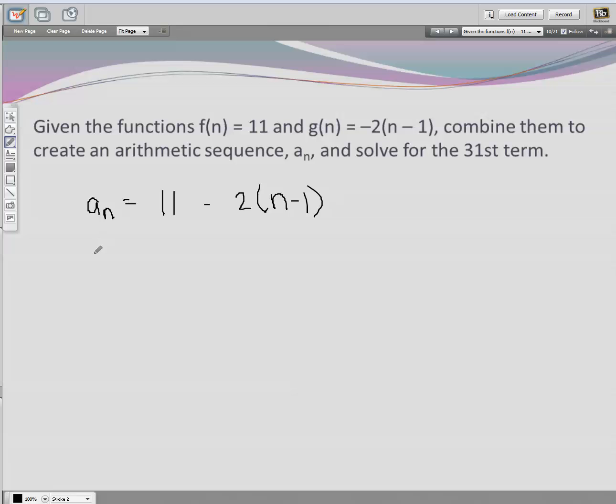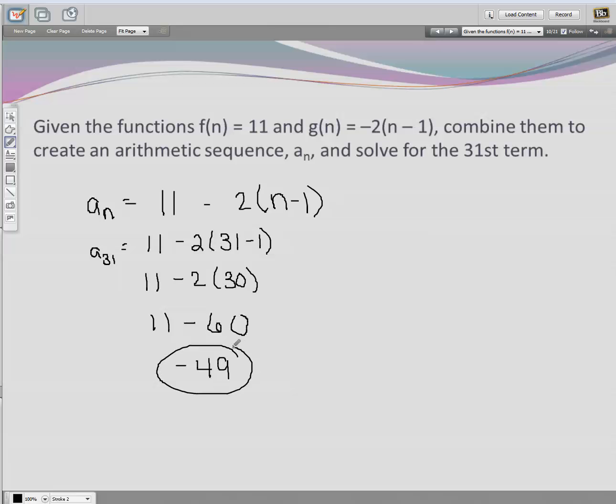Now we just got to find the 31st term. So we're looking for a sub 31. So we're going to substitute 31 in for n and then solve. And we get a negative 49. So the 31st term in our sequence here is a negative 49.